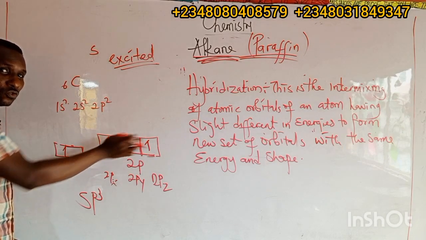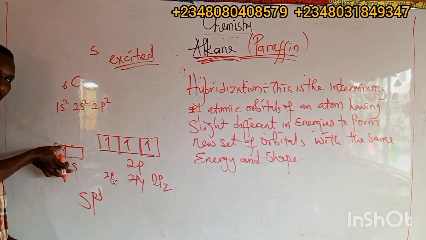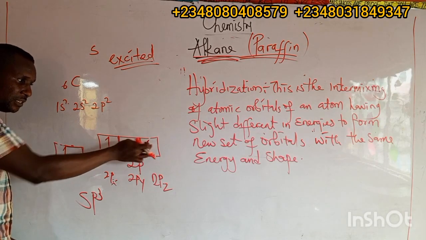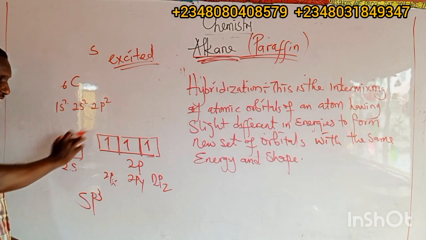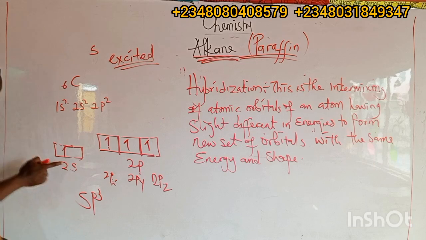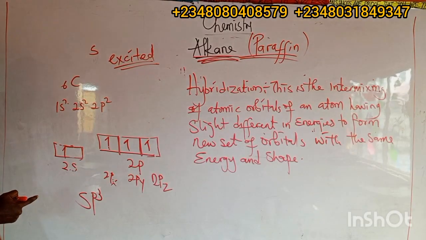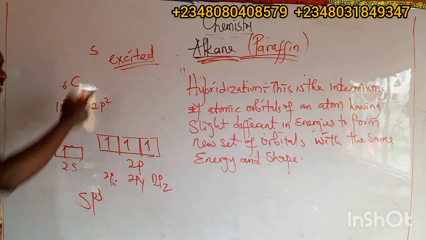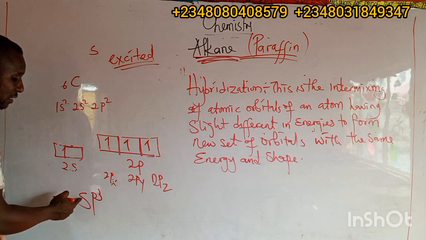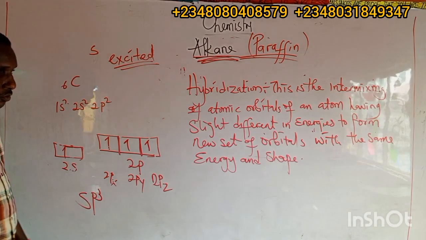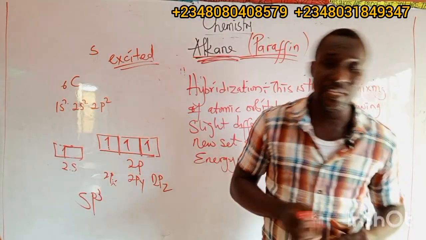Why? Because this s in the second energy level is mixing with these three orbitals of 2p. One orbital of 2s is mixing with three orbitals of this 2p. Since they are mixing together, that means we have 1s mixing with three orbitals of 2p. That is the hybridization of alkane. That means the hybridization of alkane is sp3. Take note. sp3.